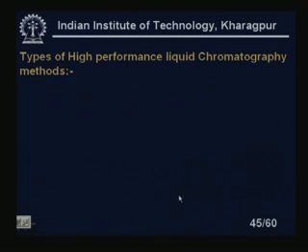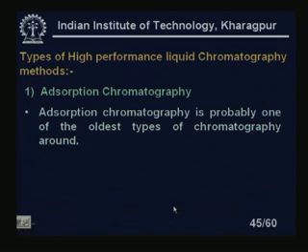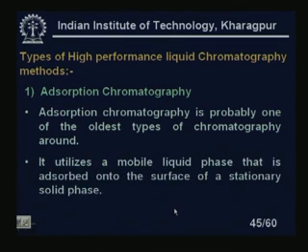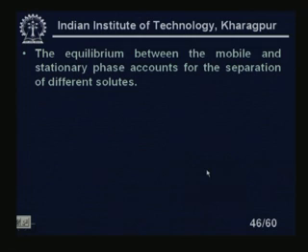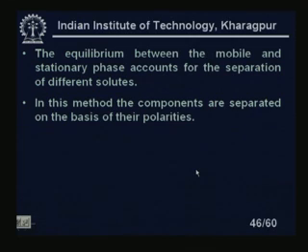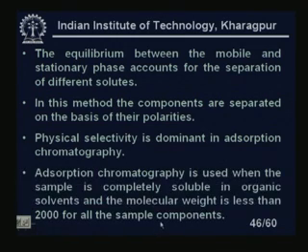Types of high performance liquid chromatography methods. Adsorption chromatography. Adsorption chromatography is probably one of the oldest types of chromatography around. It utilizes a mobile liquid phase that is adsorbed onto the surface of a stationary solid phase. Equilibrium between the mobile and the stationary phase accounts for the separation of the different solutes. In this method, the components are separated on the basis of their polarities.